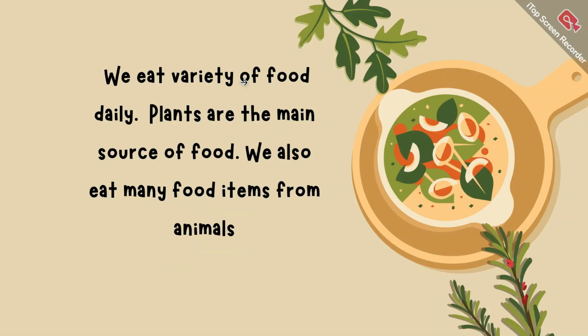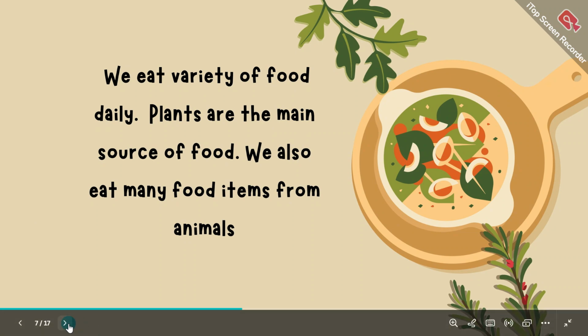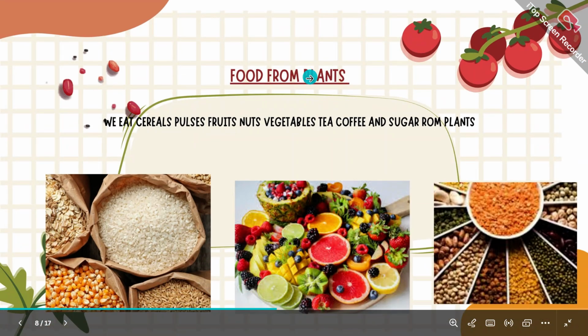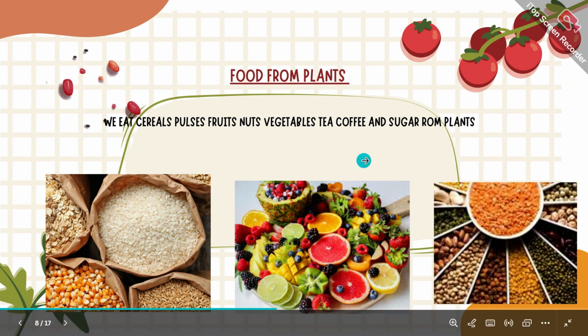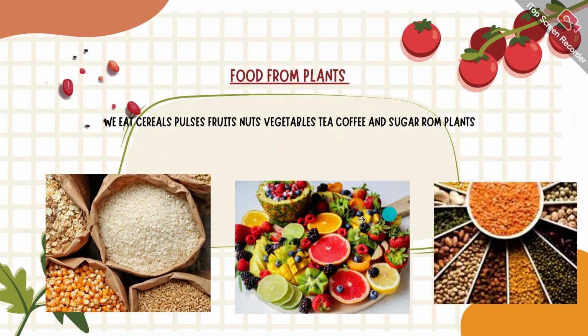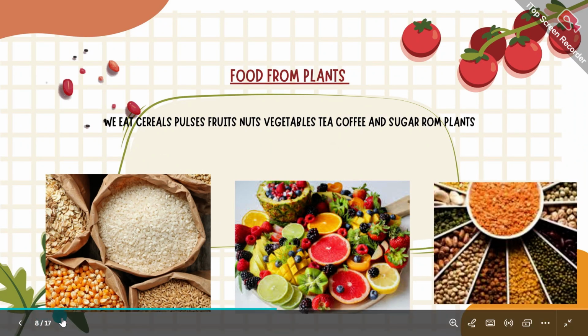Okay, so now we eat a variety of food daily. Plants are the main source of food. We are eating a variety of food. The other source of food is animals; we also eat many food items from animals. Okay, so we will see food from plants. We eat cereals, pulses, fruits, nuts, vegetables, tea, coffee, and sugar from the plants. You can see the images of rice and everything over here. So these are the foods coming from the plants.